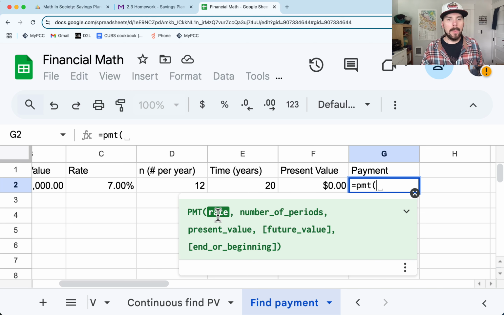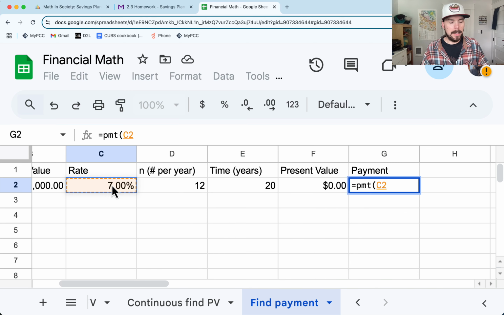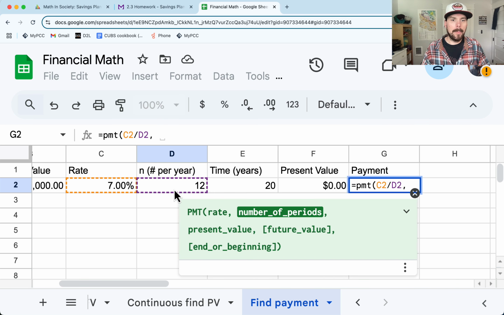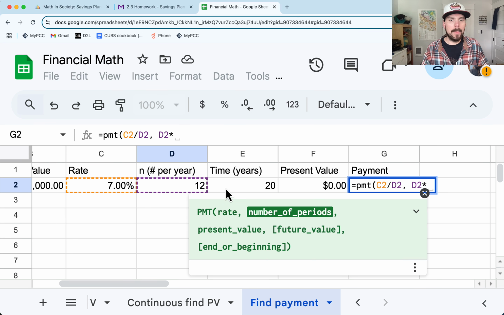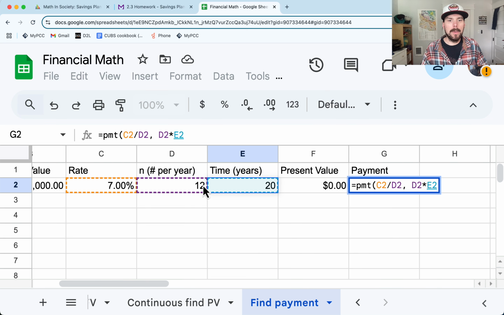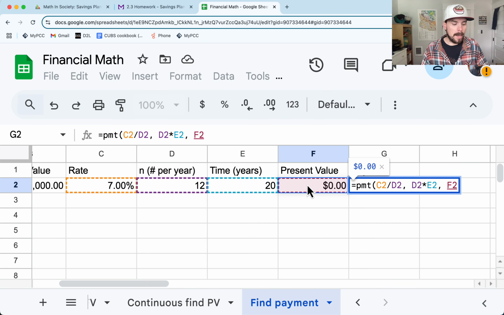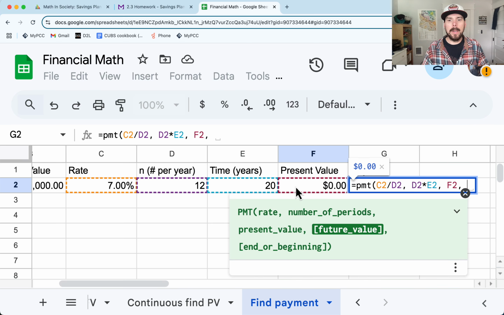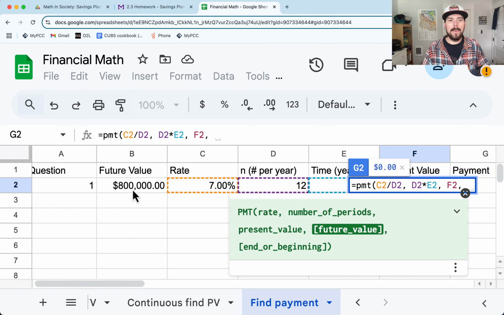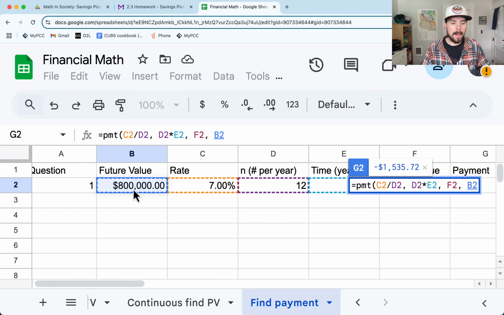Here I need to input the rate per period. That is going to be that percentage in C2 divided by my N of 12. Then I can do the number of periods, which is N times T, number of years, 12 months per year times 20 years. And my next input, it's asking for present value. Like I said, we'll have a 0 there. I did create an input for that. And then the future value is all the way down at the other end.